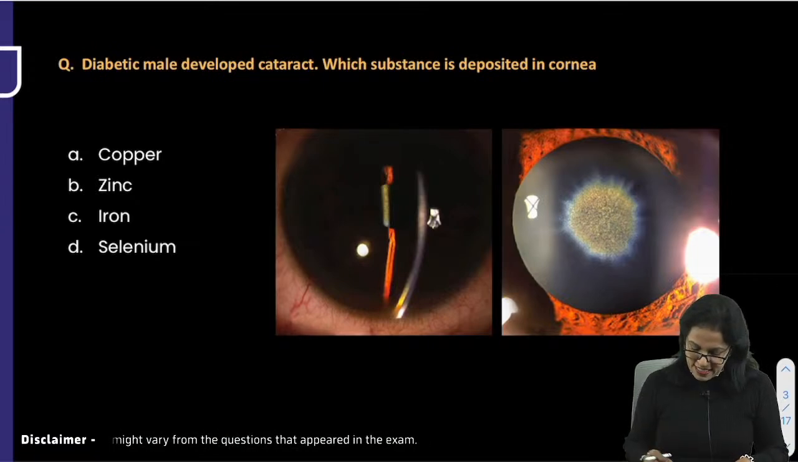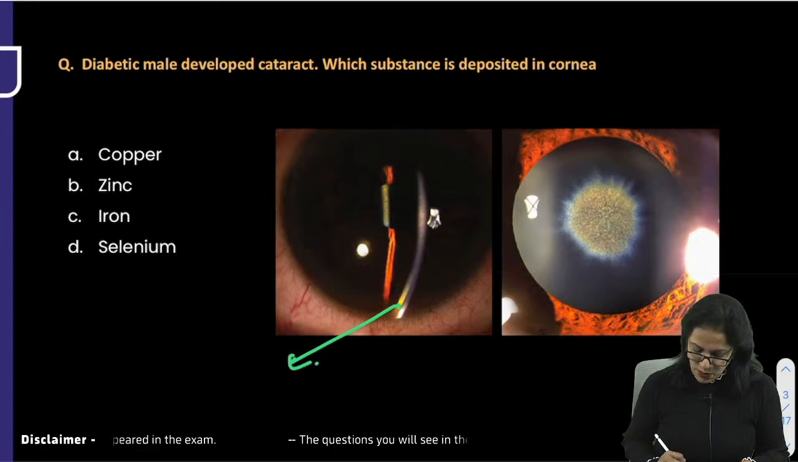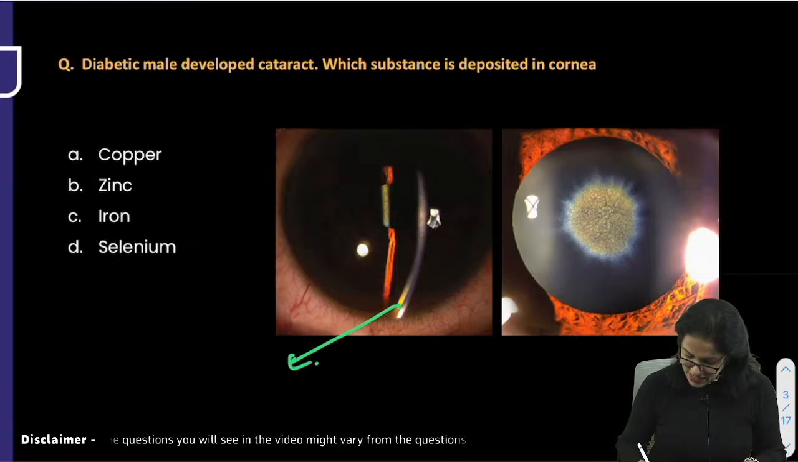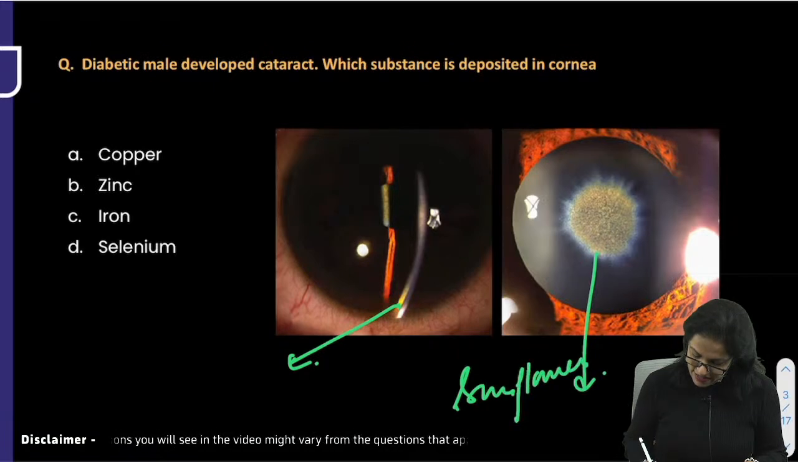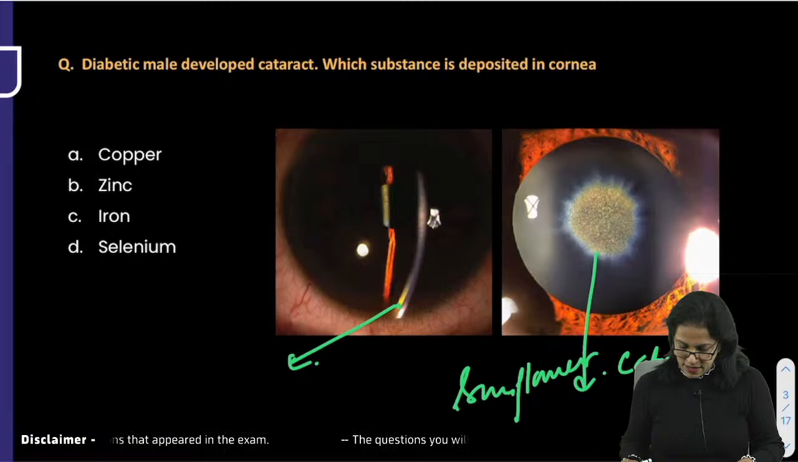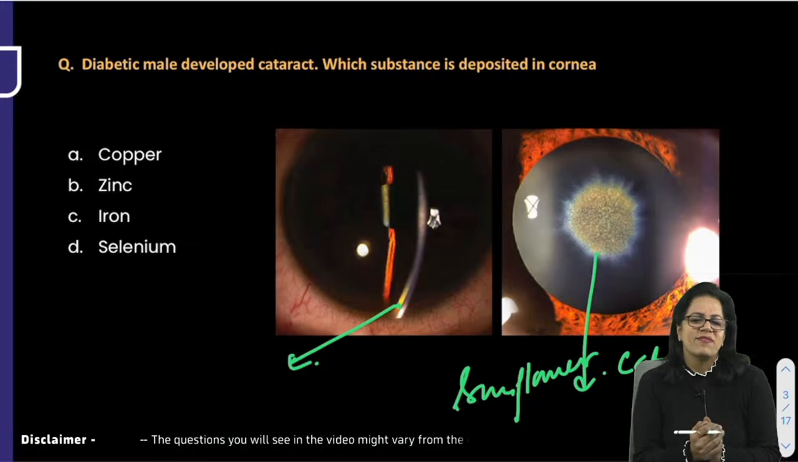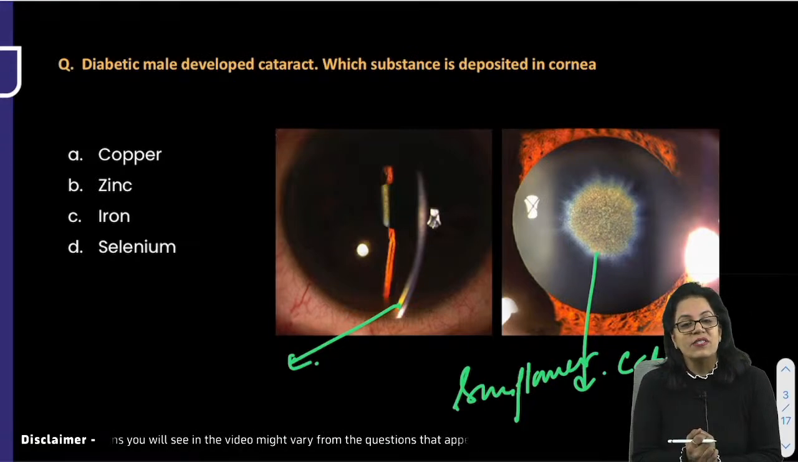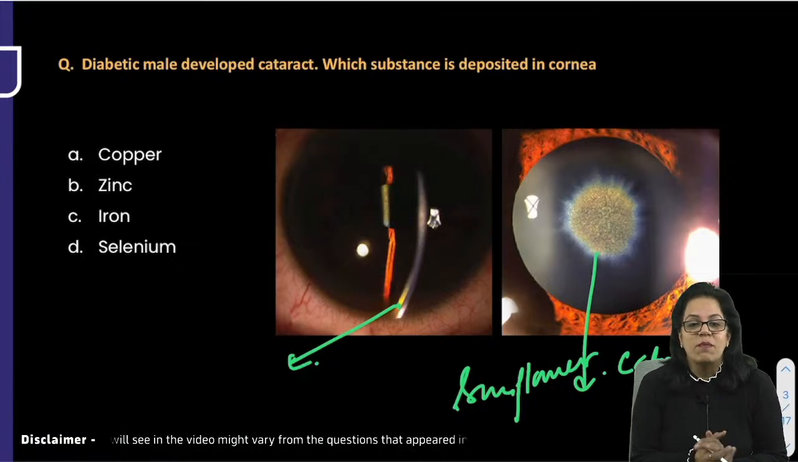So anyway, we can discuss that what you are looking at here is this deposition, which is nothing but copper deposition. So you are looking at the Wilson's ring. And what is this? This is your sunflower cataract. Right. So this is your actually sunflower cataract that you are looking at, and this is your Descemet's membrane deposition of copper, that is Kayser-Fleischer ring, isn't it? So was I saying Wilson's ring? I'm so sorry, that was Wilson's disease. So Kayser-Fleischer ring, as you all remember, is a copper deposition in the Descemet's membrane of the cornea.